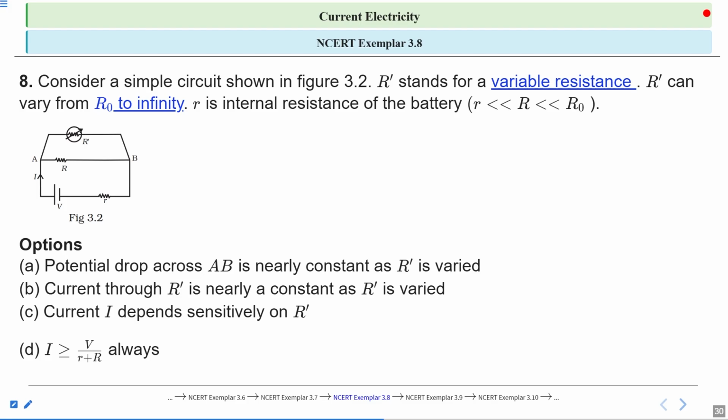It means if we change R dash by a small amount, current I will change. Current I is sensitive to change in R dash. If we are changing R dash by a small amount, current I will change, so it will detect the change. And D option is R is greater than or equal to V upon small r plus capital R always. So these are the four options. I will give you some time to think about it.